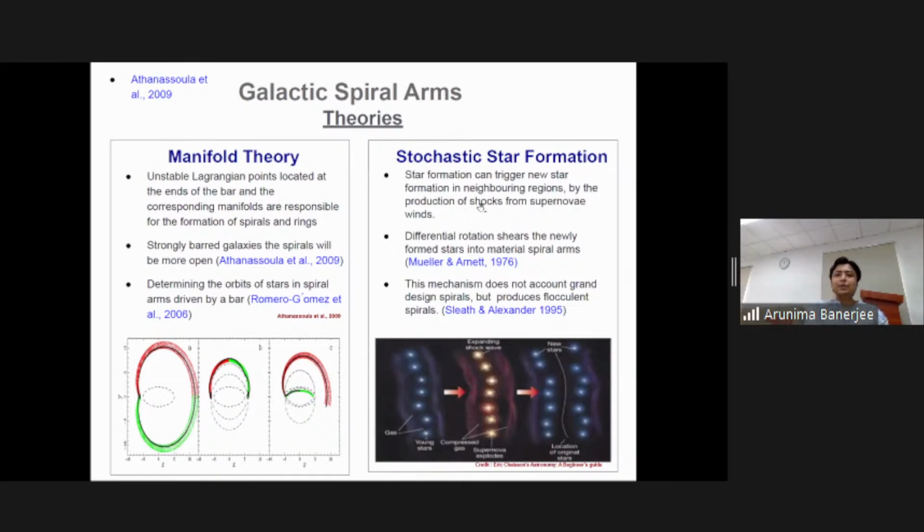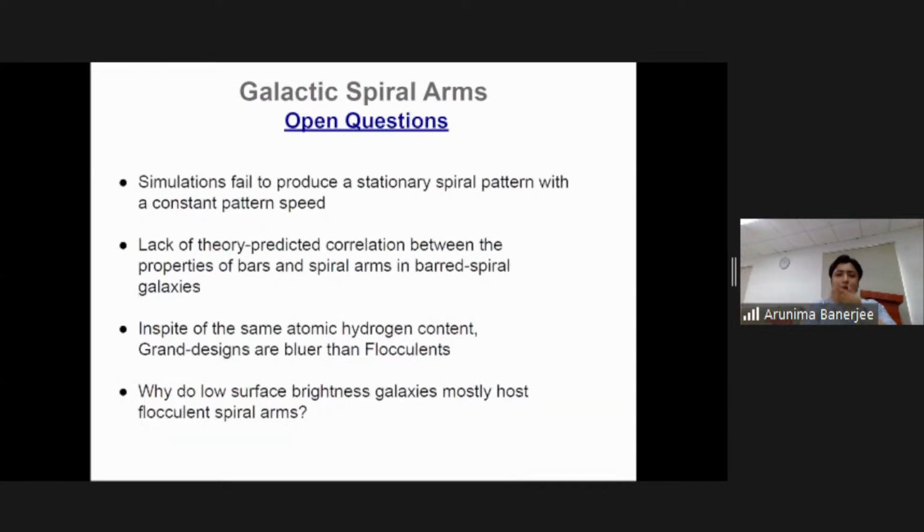And stochastic star formation is again related to the flocculent spiral arms. Stochastic, as you know, is random, right? So random star formation in those pockets of density enhancements is believed to give you the appearance of those patchy spiral arms, which we understand to be flocculents. Anyway, just to complete the story, I have added these two. So this is all we had about the theory.